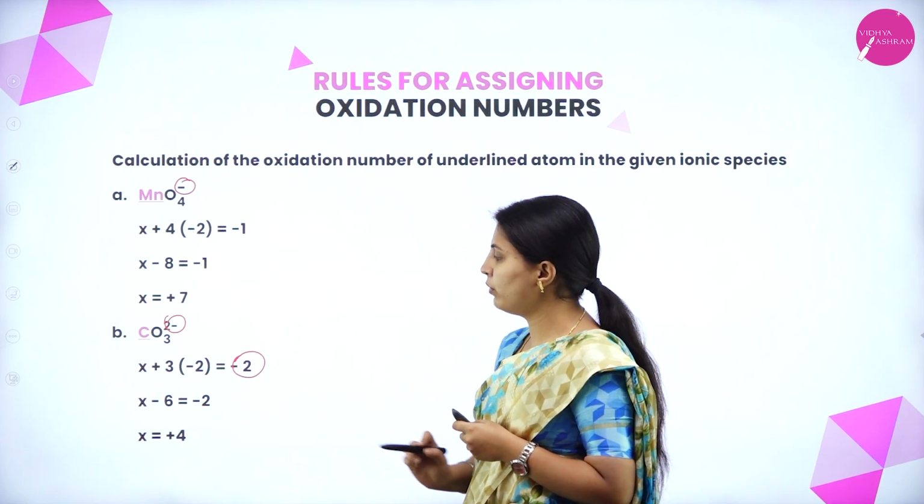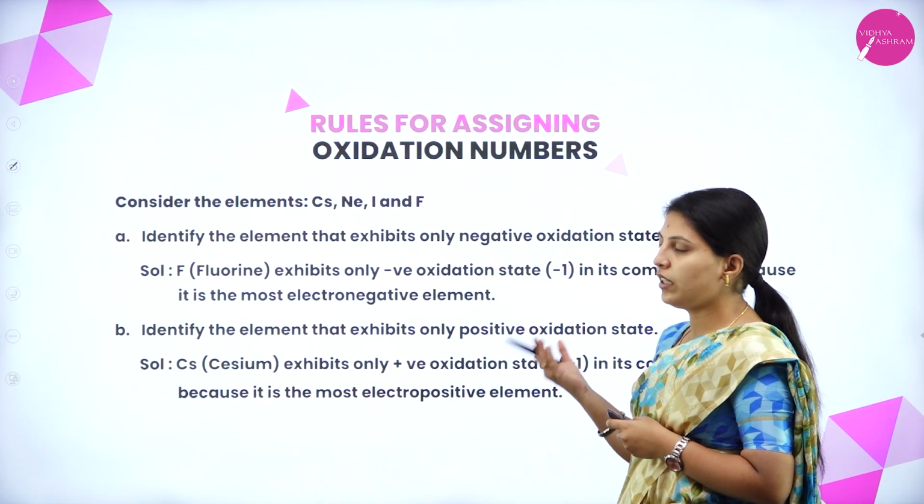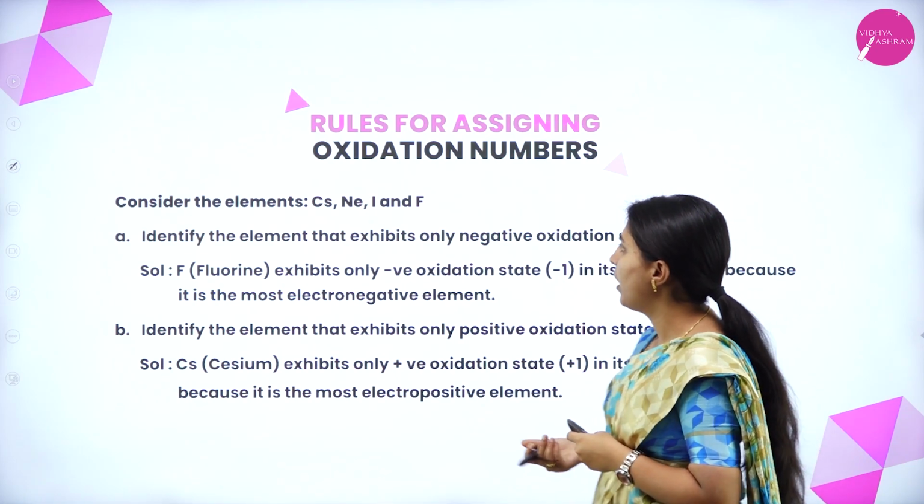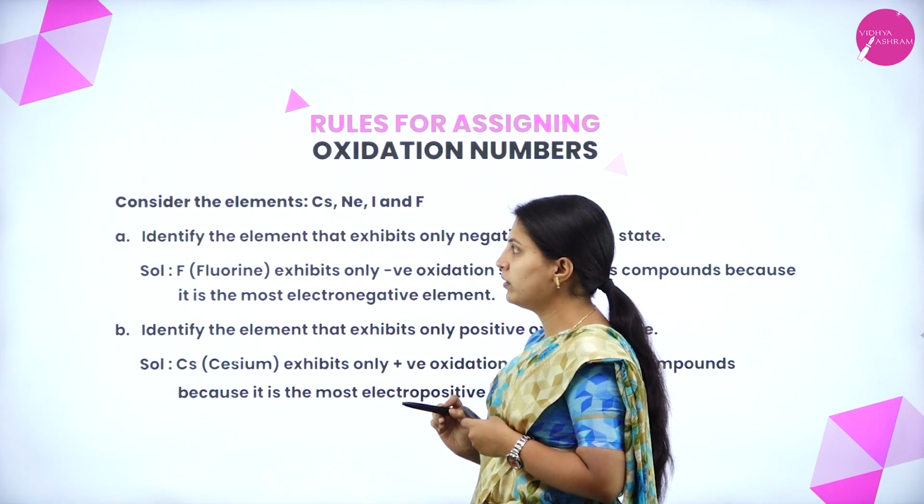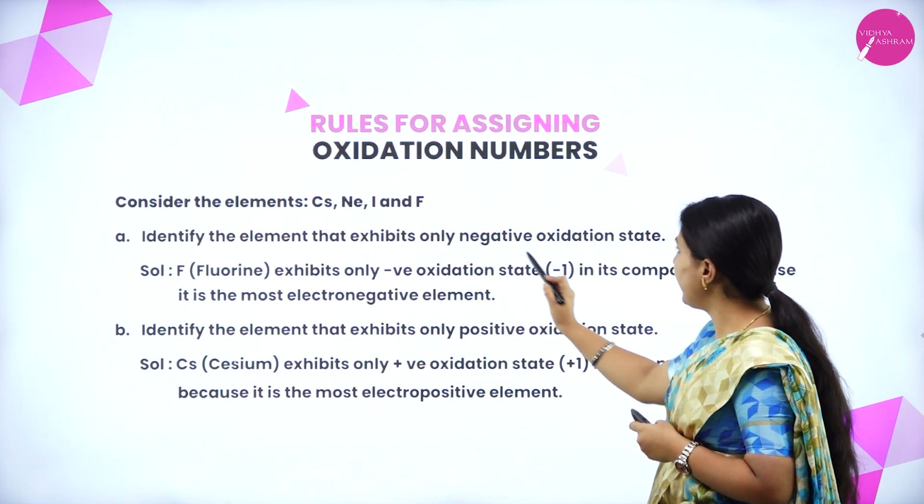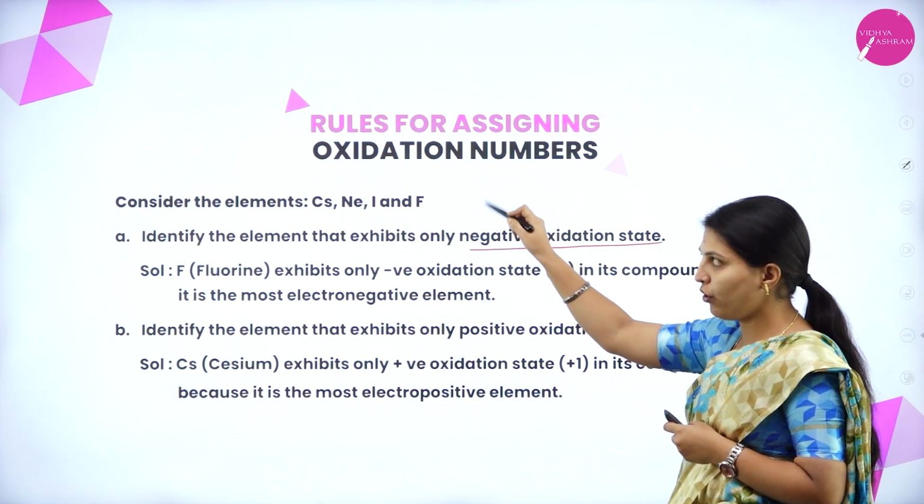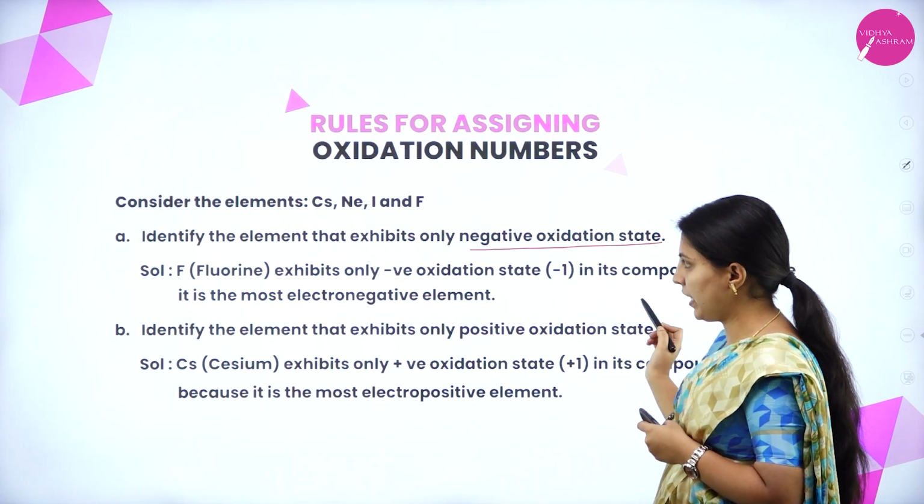If you take minus 2, plus 4 will be present. Okay, we will consider another set of examples. Consider the elements cesium, neon, iodine and fluorine. Identify the element that exhibits only negative oxidation state. Of the four elements, which will exhibit negative oxidation state?